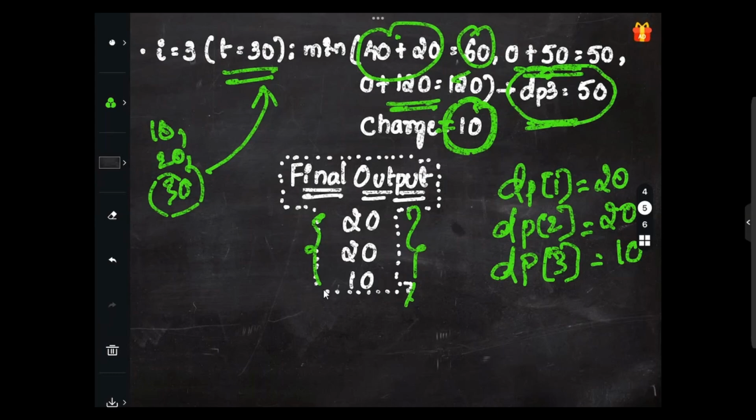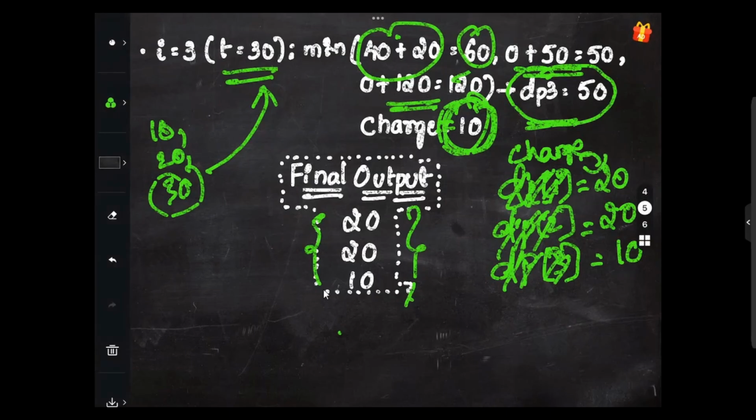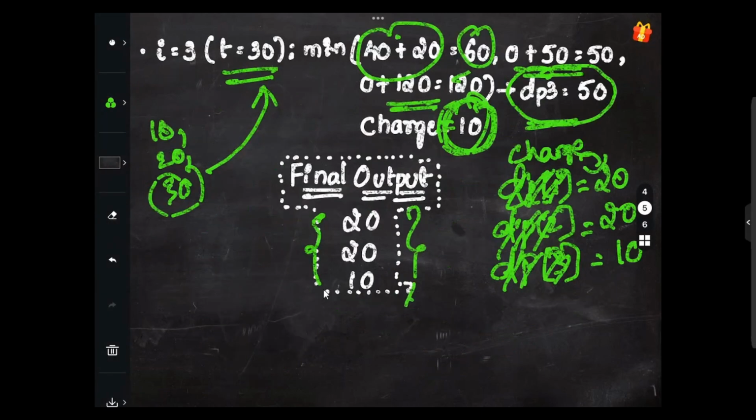T equals 30 we have, right? So we have to get the charge done, so this is fine. Now we have 20, 20 and 10 for the charge. Basically this is not the dp of 1, 2, 3, this is charge actually. So this is charge, this is charge, again charge, right? So this one 20, 20, 10. So dp of 1 value is 20, dp of 2 is 40, dp of 3 is 50 basically.